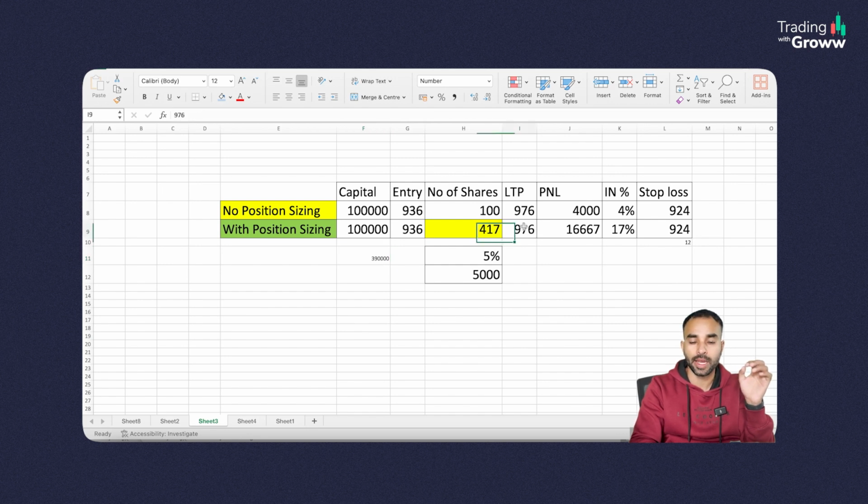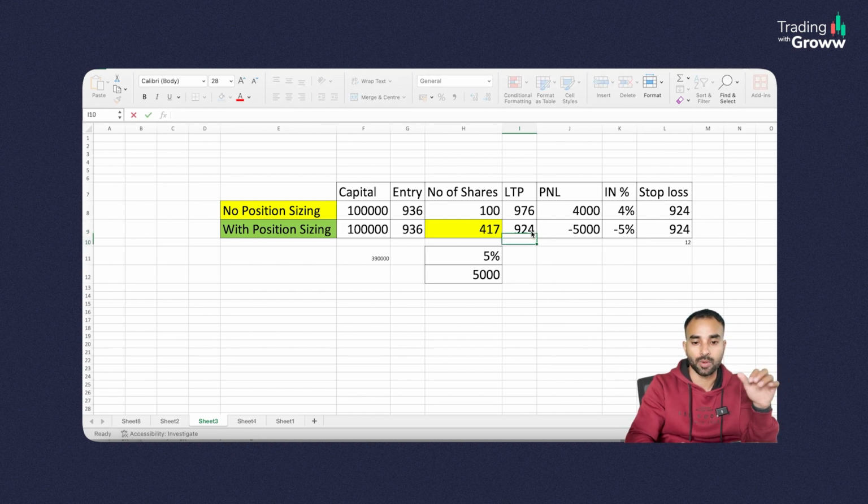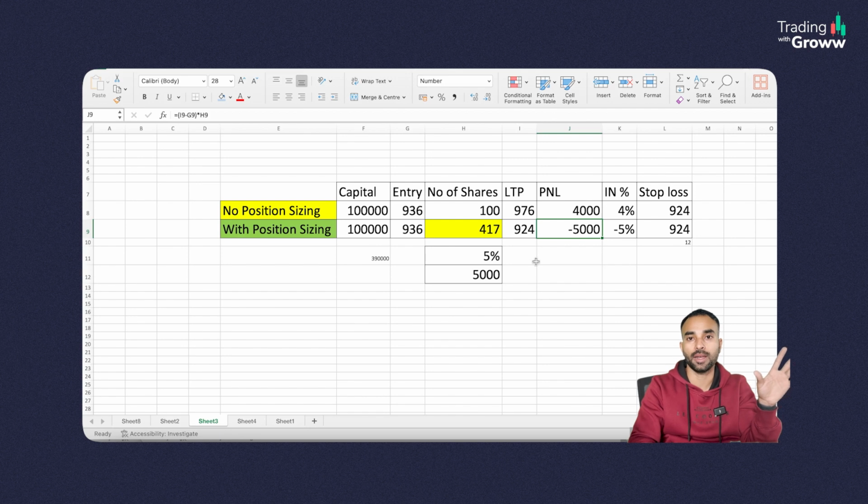Now you see, by end of the day, that stock moved to almost 976 rupees. So we ended up making almost 16,000 rupees profit, which is almost 17% of our overall capital. Whereas in the previous example, if you simply buy 100 shares, you are just going to make 4,000 rupees. But what in case the stop loss is hit? Instead of the market going up, if it goes down and hits my stop loss, which is 924, I'm going to lose only 5,000 rupees. So it still did not go beyond my overall risk appetite.